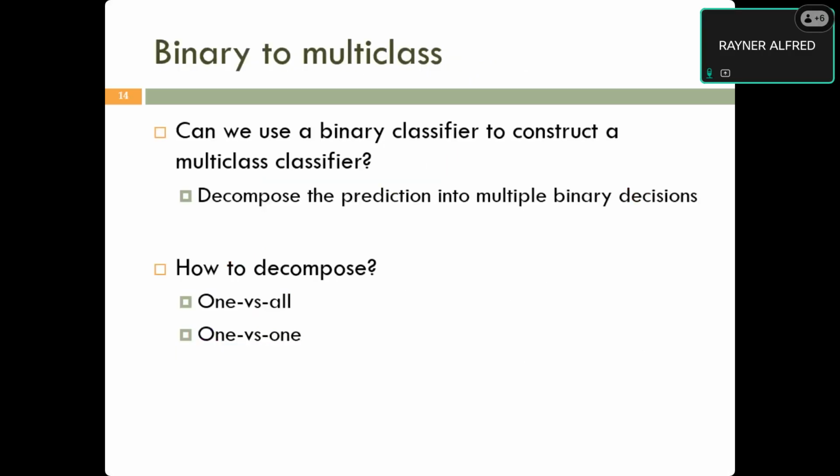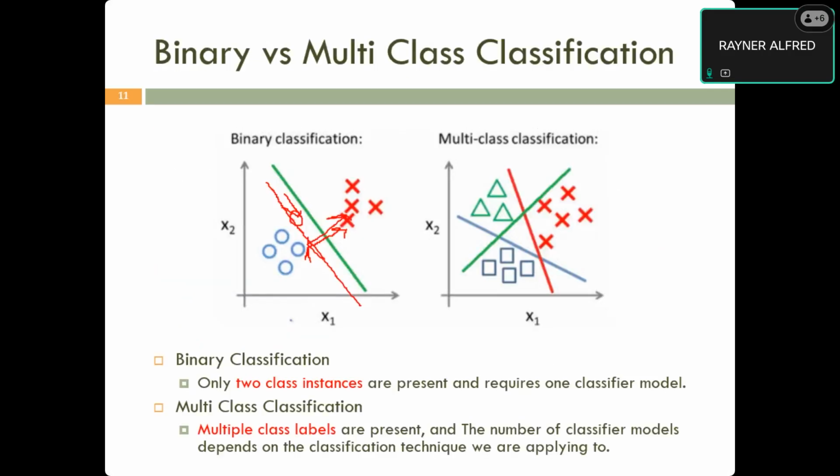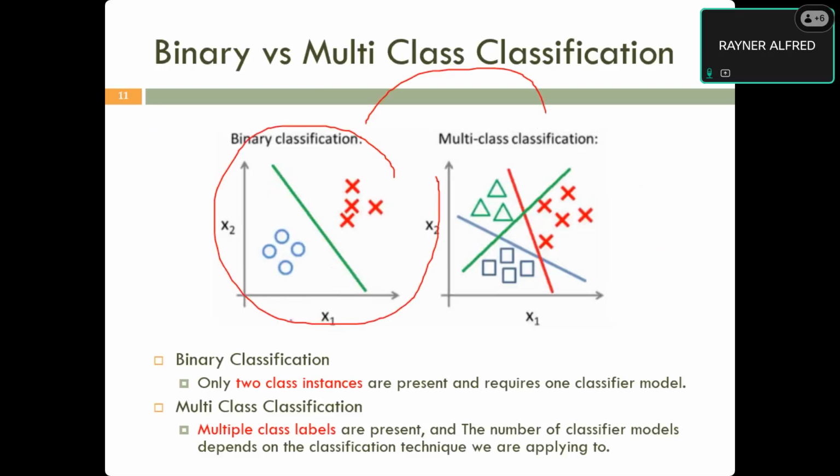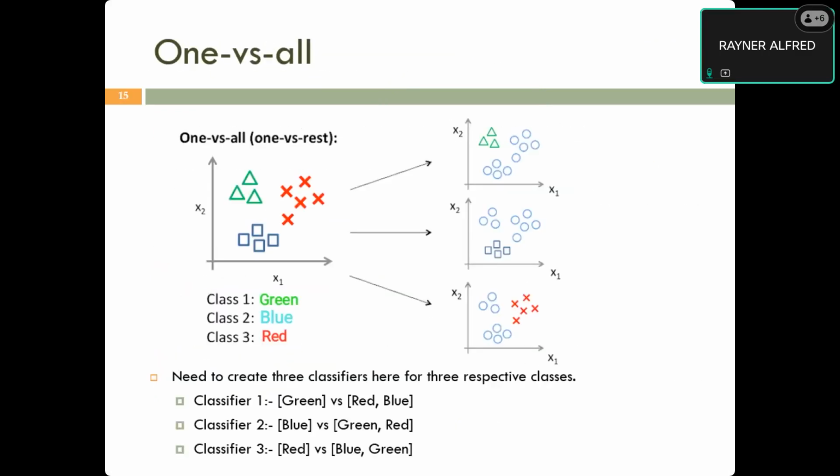Now the question is, can we use a binary classifier to construct a multi-class classifier? So let's go back. For binary classification, we just draw a line. So the question is, can I apply the same concept here for multi-class? Yes. If you look at the multi-class classification, basically you can draw a line to separate them, right? But there must be a process. So how do you do that?